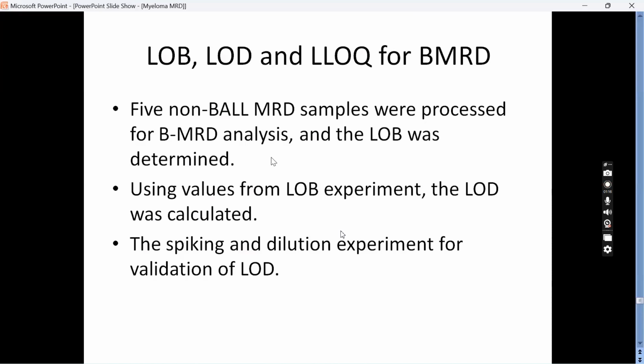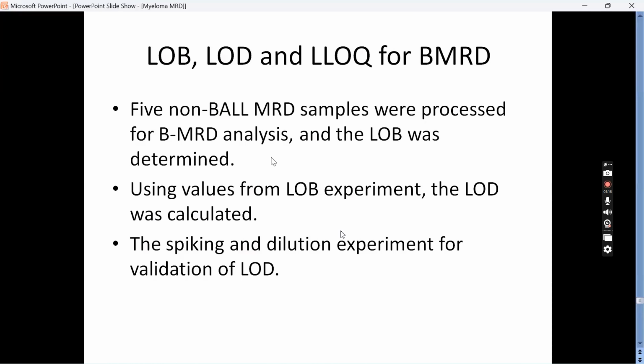Similarly, in flow, when I draw a template for BMRD and put a gate like the BMRD gate, which has events satisfying all my LAIPs, and when I run 5 non-BALL samples and check how many events are falling in that MRD gate, theoretically it should be 0. But practically, there may be some events falling into that. It may be 2 events, 3 events, 5 events, or 10 events when your processing is so bad, or it may be more than that.